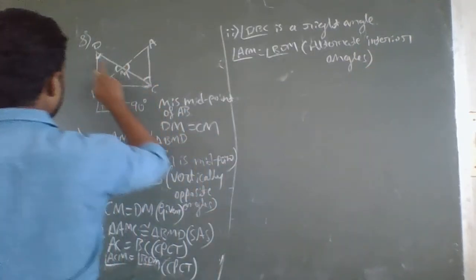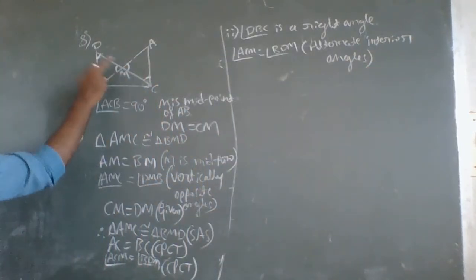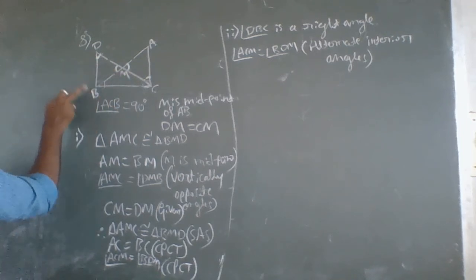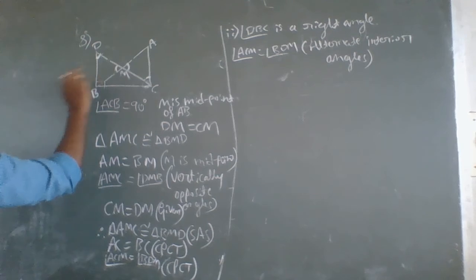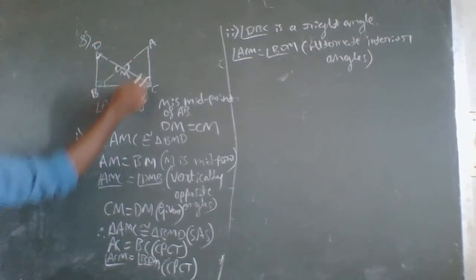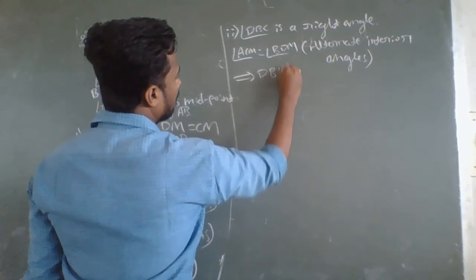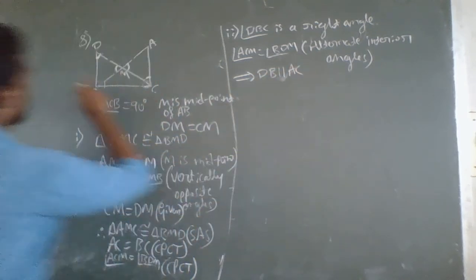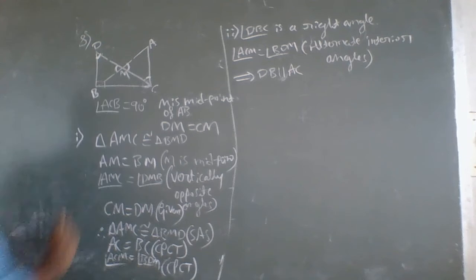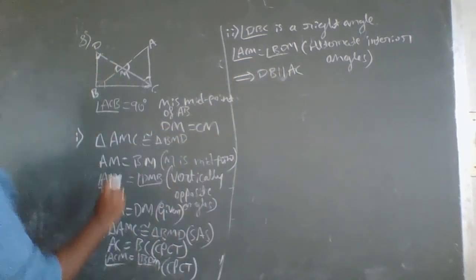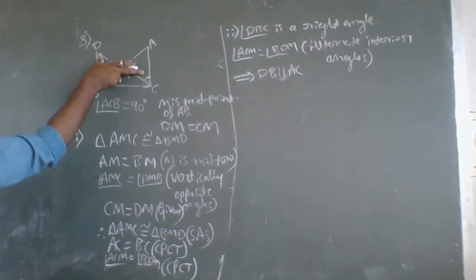If these two alternate interior angles are equal, then we can say that BD is parallel to AC. Here I will write DB is parallel to AC. If these two sides are parallel, then only alternate interior angles are equal. So here these two alternate angles are equal by CPCT, corresponding parts of congruent triangles.